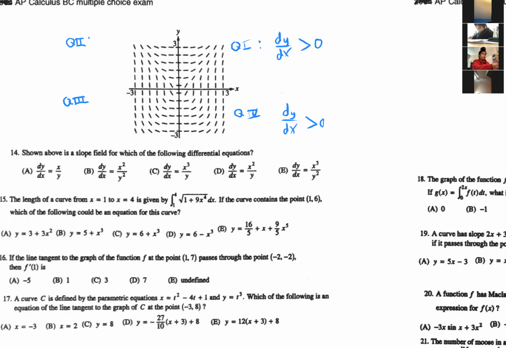So here I would say no matter where you are in quadrant 2, the slope is always negative. Same thing in quadrant 4 or quadrant 3. Anywhere you are in quadrant 3, it has a negative slope. So let's see if that helps us. So coming down to the choices.